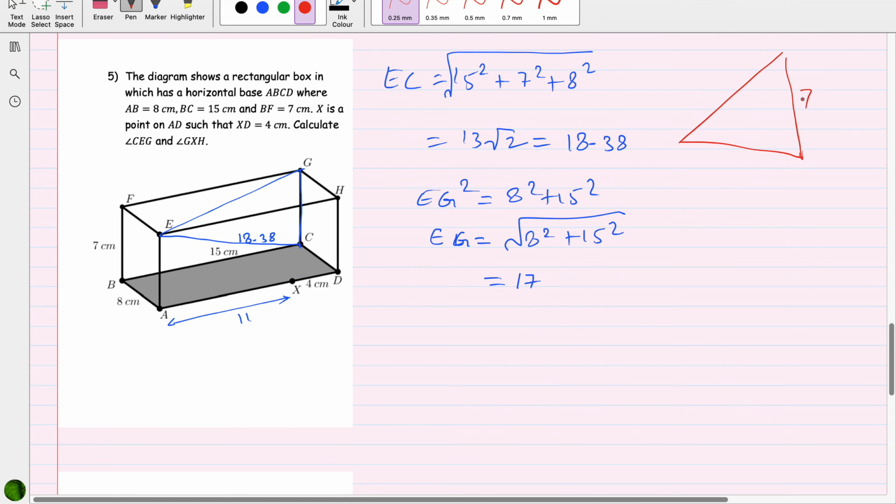So we know this height was 7, this is E, this is G, this is C, CG was 7, CE was 18.38, I'm writing 18.4, and EG is 17. The unknown angle is CEG. This is the unknown angle, so go for cos.